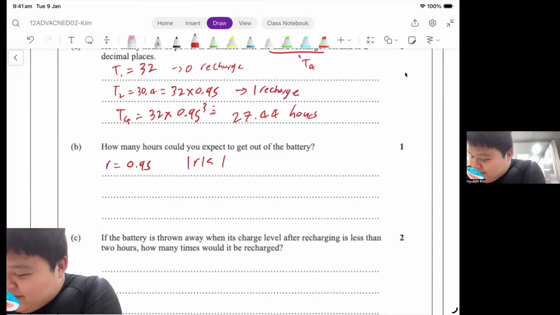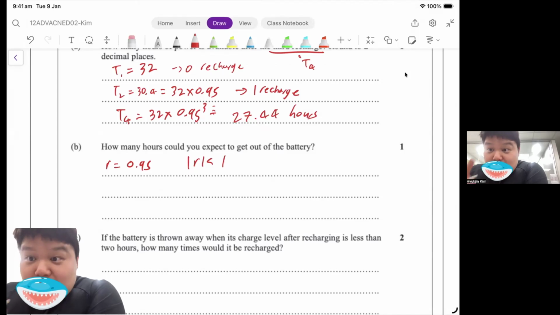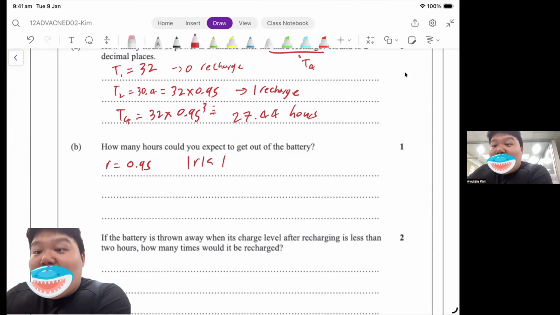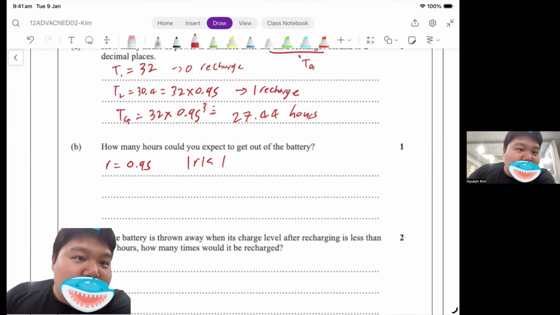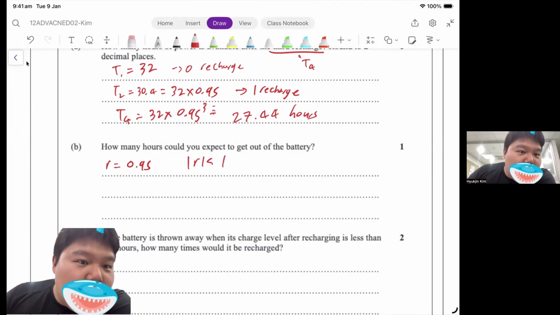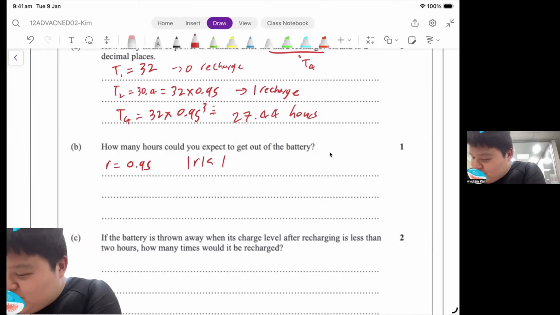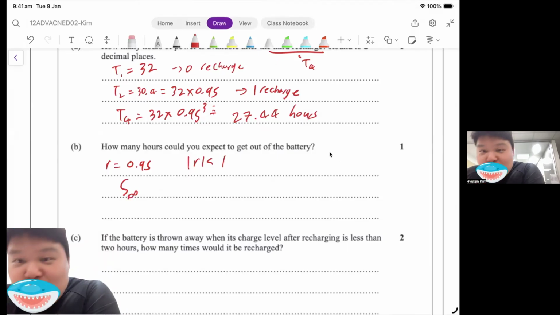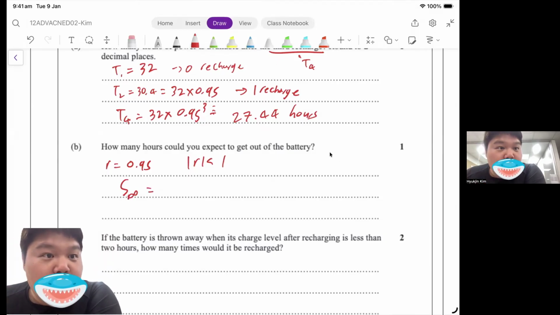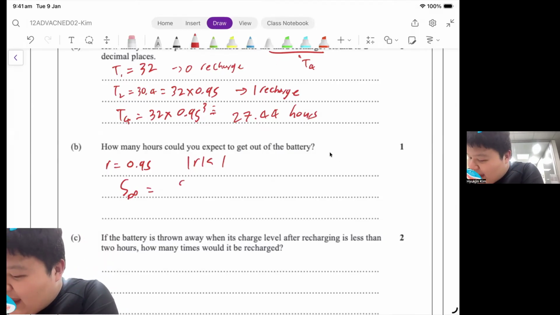Now, that means I'm looking for the geometric sum because it will eventually die out. Eventually, the battery will reach zero. So all is good. Now, what we've got to do is make sure we can do a limiting sum. At this point, I can do A over 1 minus r, which was 32 over 1 minus 0.95.